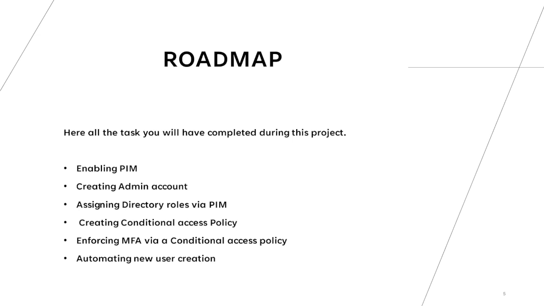So to start off, we're going to start with enabling PIM, Privileged Identity Management. From there, we're going to create an admin account. You'll be using this account in order to complete all your tasks today. From there, we're going to assign some directory roles via PIM. So these roles will allow you to go ahead and complete the tasks that you need. We're going to create some conditional access policies, mainly on enforcing MFA. And finally, we're going to go ahead and automate new user creation.